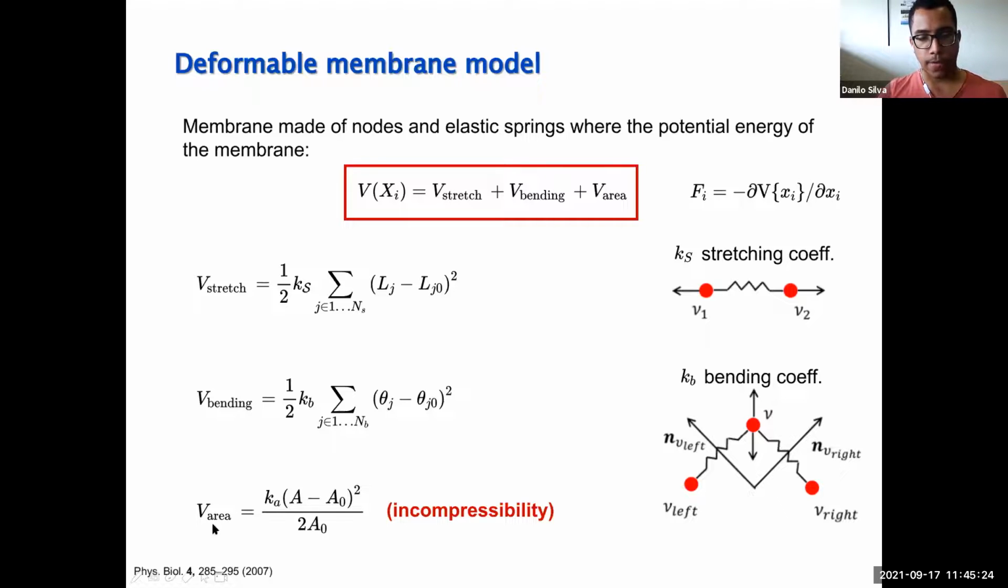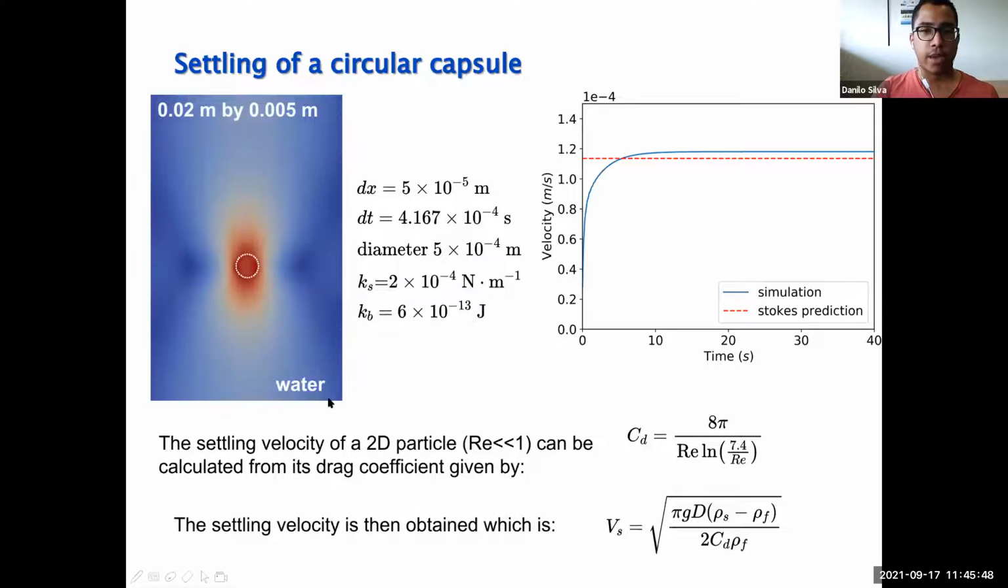Here we also introduce a potential energy for the area, so we don't allow the particle to be compressible, so it's incompressible. So we choose a certain value for Ka for it to be incompressible, so that the change in area is very, very small, less than 1%. So with this in mind, we can just quickly verify if everything works fine. And we simulate, for example, a particle settling in a fluid in a particular channel. We discretize our system. We have a certain time step, a certain diameter for our particle, and we choose values of the stretching and bending coefficient which allow as little deformation as possible, so to approach a more rigid regime as possible.